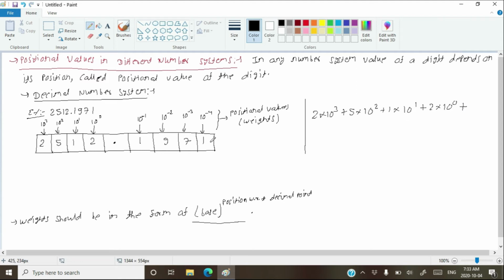Write plus, then 1 multiplied by 10 to the power minus 1 plus 9 multiplied by 10 to the power minus 2 plus 7 multiplied by 10 to the power minus 3 plus 1 multiplied by 10 to the power minus 4. When you multiply and add these numbers, you will get the same decimal number, 2512.1971. This is what you will get. Okay. So this is all about the positional values in decimal number system. Now let's see the concept of positional values in binary number system.